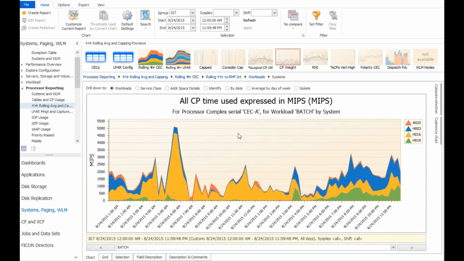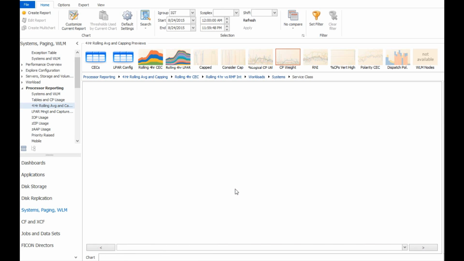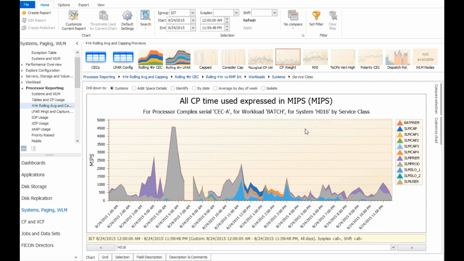You can see that most of it is running on this system, and so we can drill into that by, say, service class, see what service class it is, and we could drill in below this by address space as well. So IntelliMagic Vision gives great visibility into what work is running during your monthly peak period, so that you can see if there are actions you can take to reduce the size of that peak.